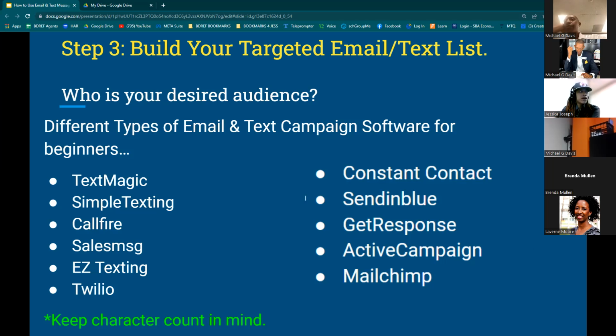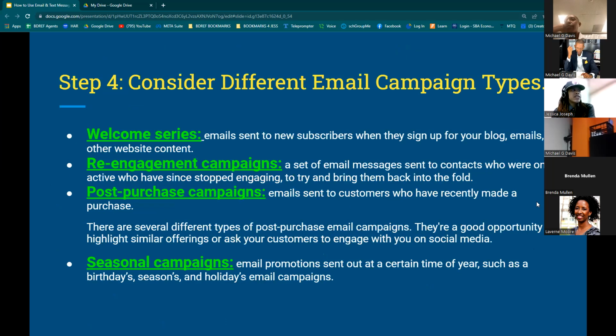All right. Step 4, consider different email campaign types. You have your welcome series, an email sent to new subscribers when they sign up for your blog or emails or other website content. That's something you'll send out as soon as they subscribe and buy into what it is that you're offering, or they want to know more about you. They sign up, and you have something sending out a welcome email to them immediately.